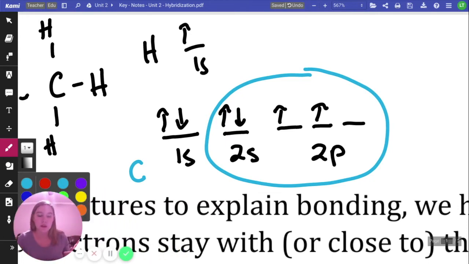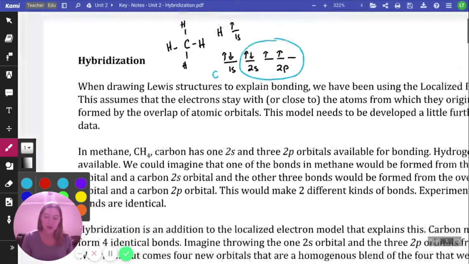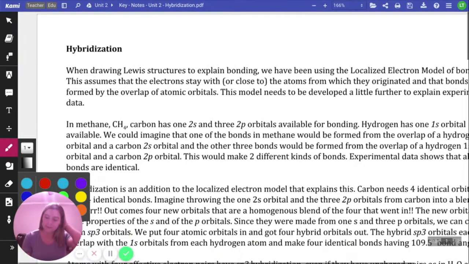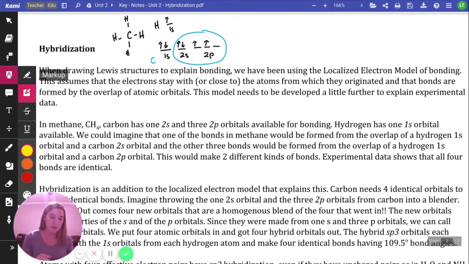If we were thinking about localized electrons, what we would assume is that the 1s of my hydrogen would overlap with one of the s electrons in my carbon, and then I'd basically have 2 bonds that are the 2s overlapping the 1s, and 2 bonds that are the 2p overlapping the 1s orbital of the hydrogen. So we'd have 2 different types of bonds. That's what this first paragraph is explaining.